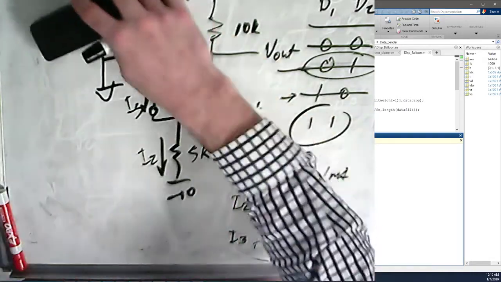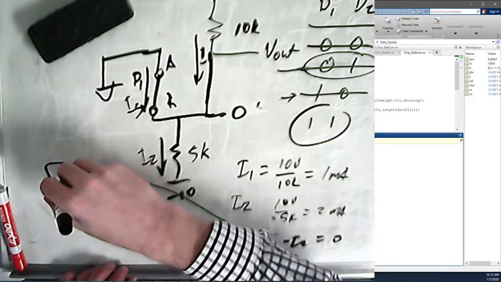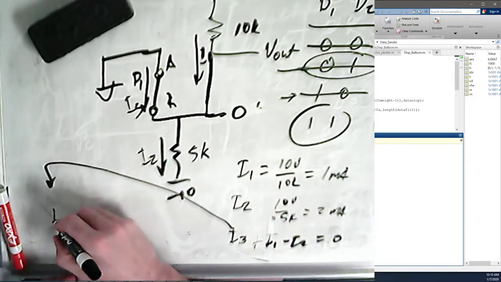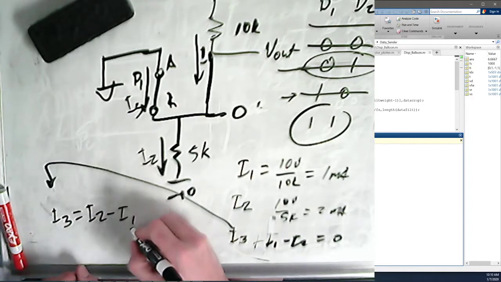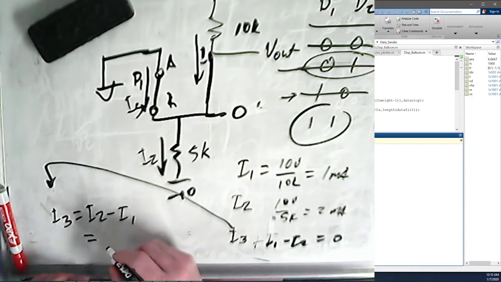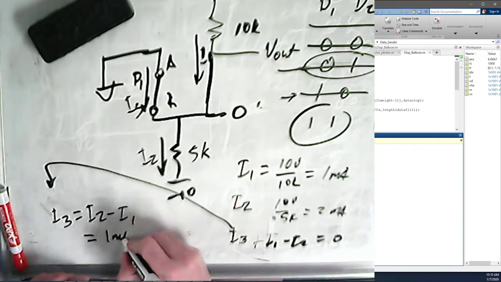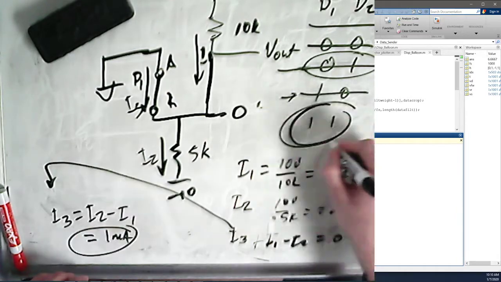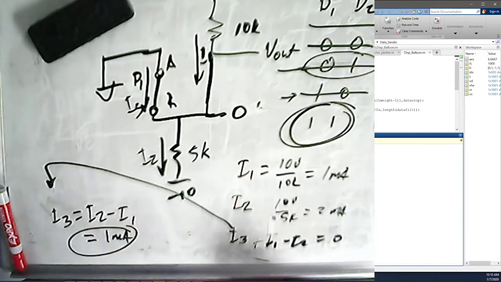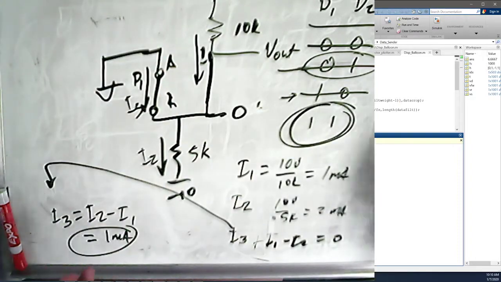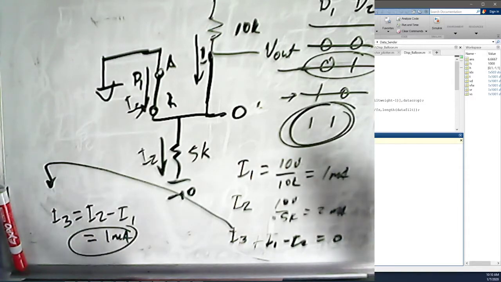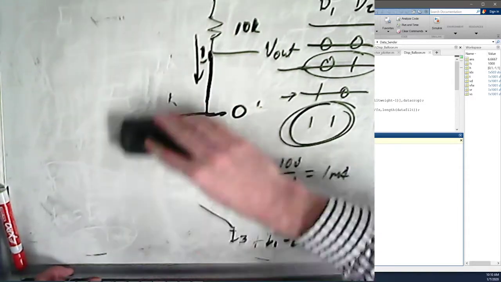And just solving that over here, we come up with I3 is equal to I2 minus I1. This would give us 1 milliamp. That is true. This is the case. It's both forward bias. So this gives you an idea of when it's more complicated. Now, when it's more complicated, with 2 diodes, it wasn't obvious to us which ones were going to be forward and reverse biased. We had to test.